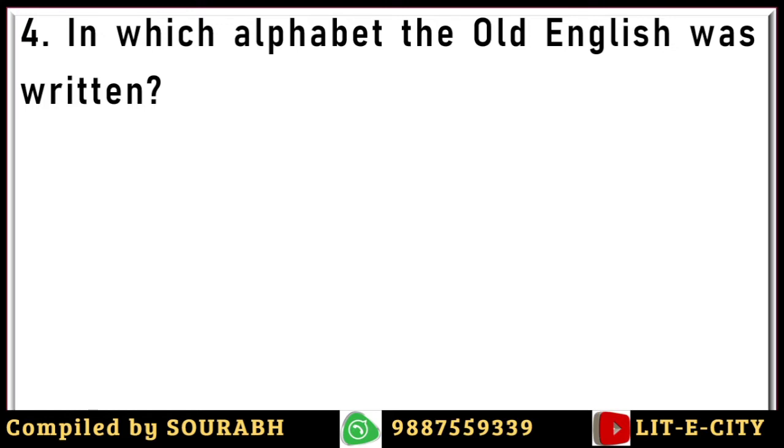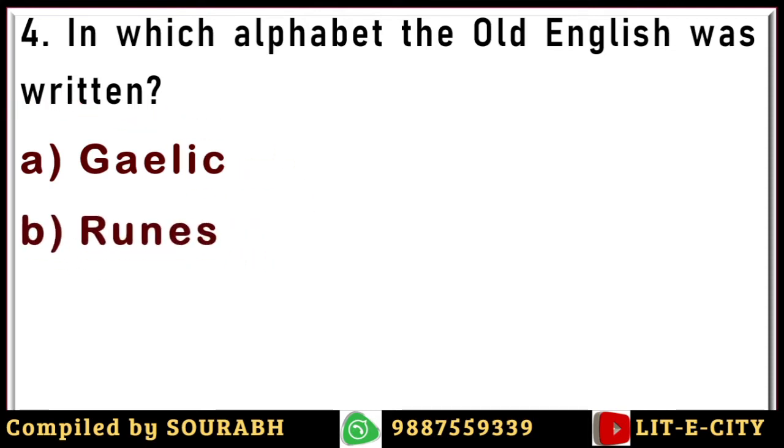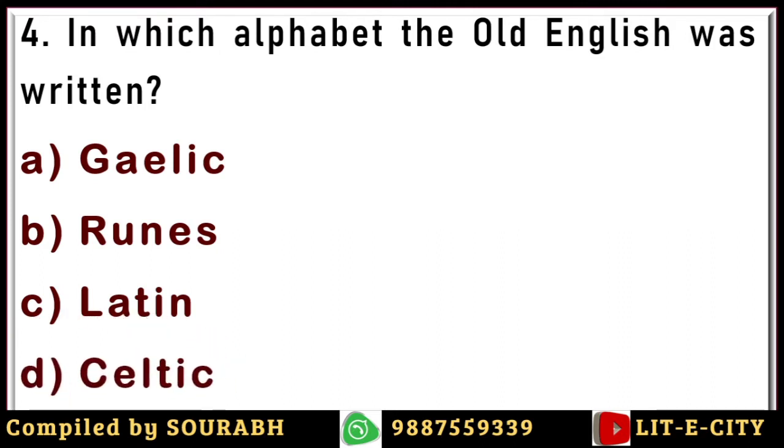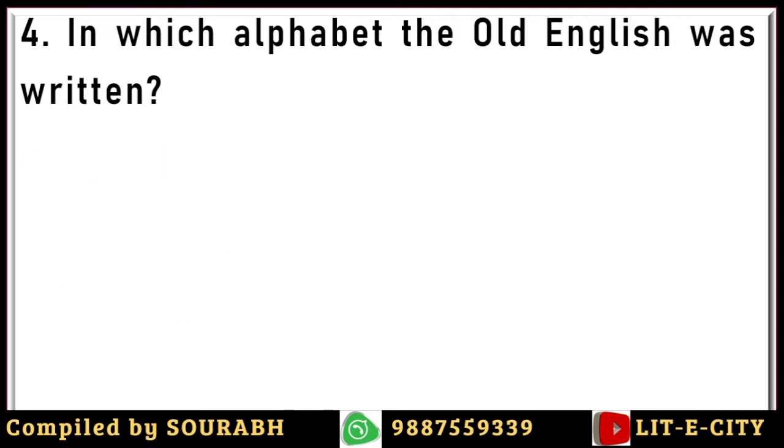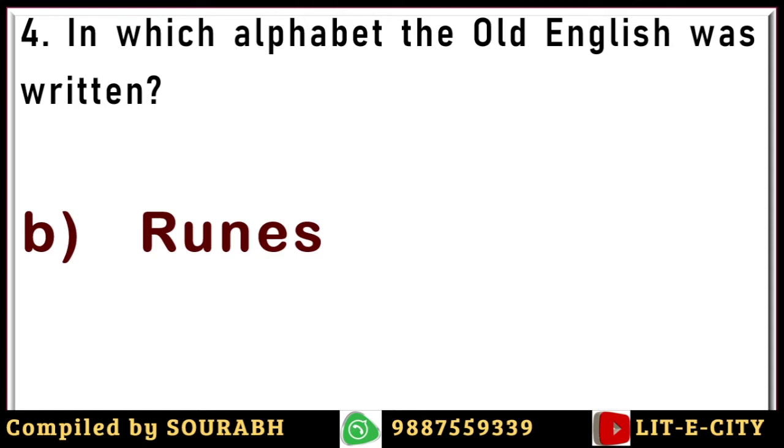We all know that there were many influences on Old English, but obviously the alphabet which was used to write it: was it Gaelic? Second option is runes or runic. Third option is Latin, and the last option is Celtic. Out of these four alphabets, the alphabet in which Old English was written was rune or runic, which was once again a sort of Germanic alphabet.